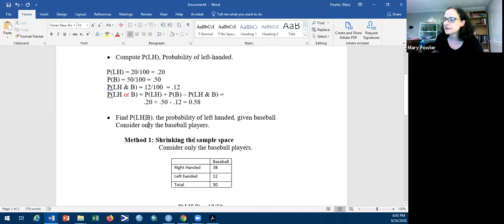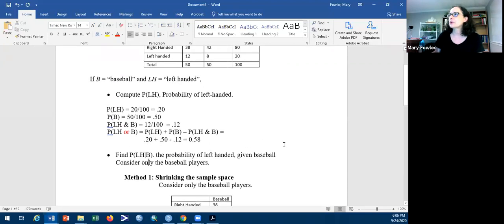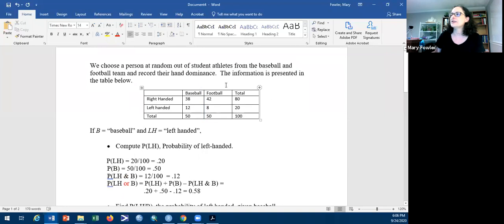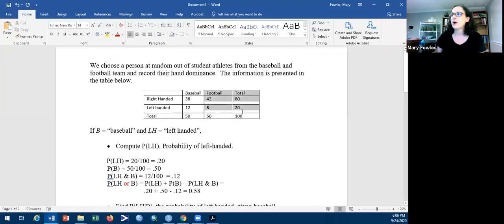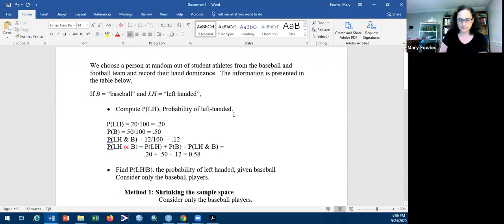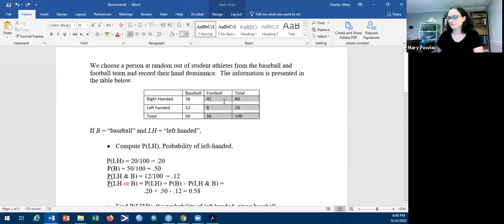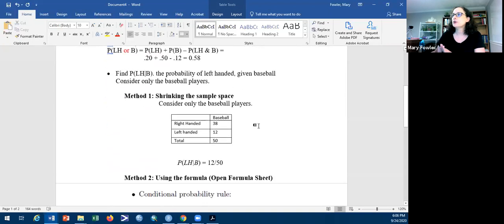There are a couple of methods. I want to start with the one I think is very intuitive, shrinking the sample space. Normally we would have this whole distribution to work with, considering what our athlete would be on the table. But if we know that the athlete is a baseball player, then we really don't need this part. We're only really focused on what's going on in baseball. I consider this method one, shrinking the sample space.